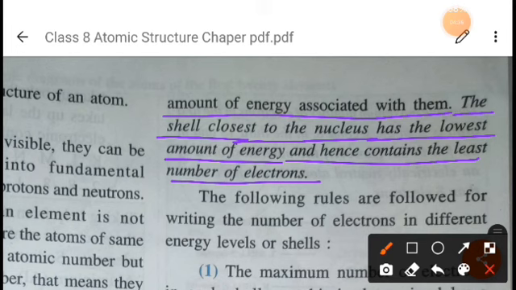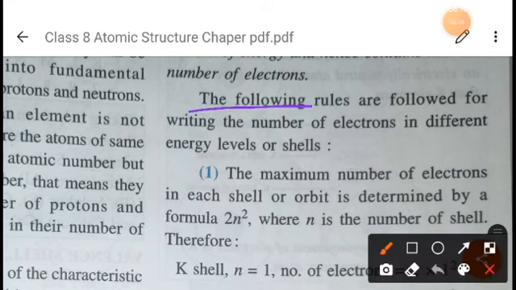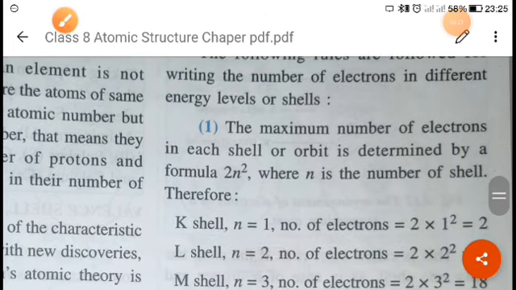Now we will see one by one some of the rules which are followed while writing the number of electrons in the different energy levels or shells. As you can see, the following rules are to be followed for writing the number of electrons in different energy levels or shells. So what is this rule? The first rule is that the maximum number of electrons in each shell or orbit is determined by the formula 2n square, where n is the number of the shell. I will explain this to you.